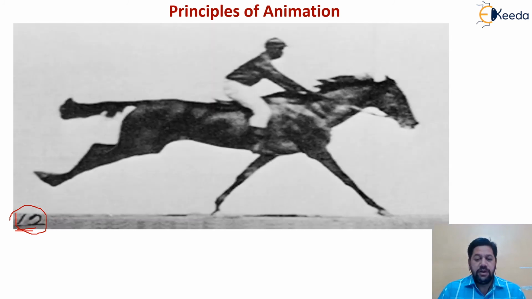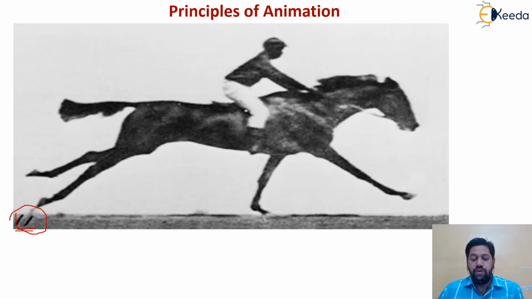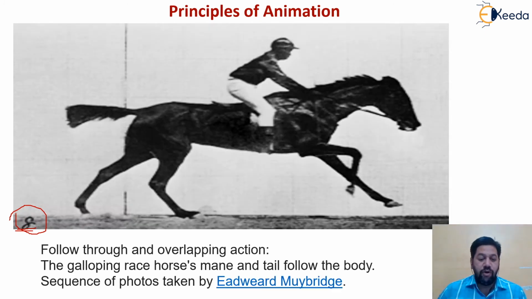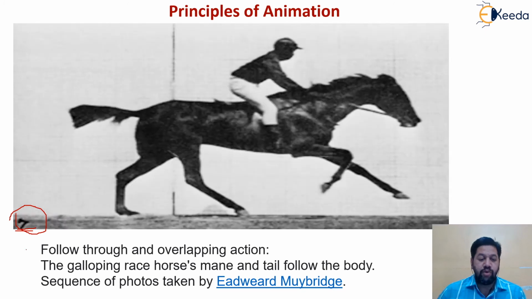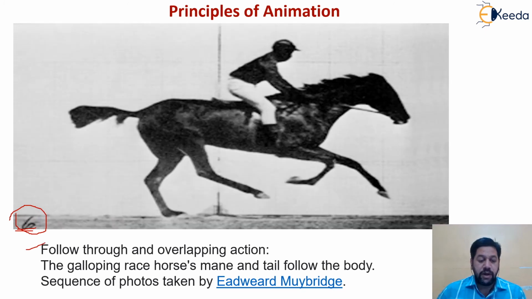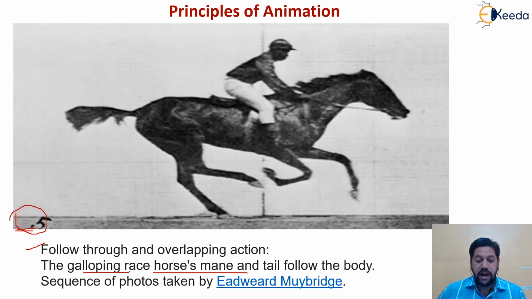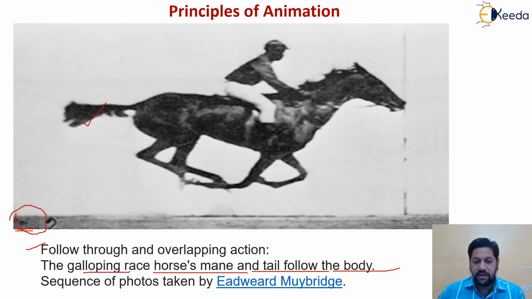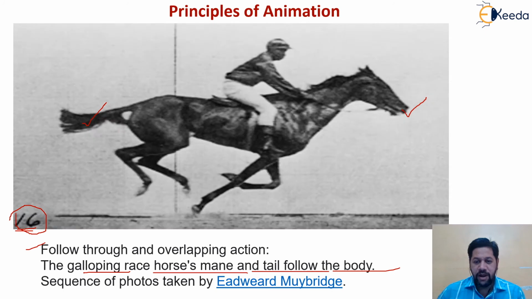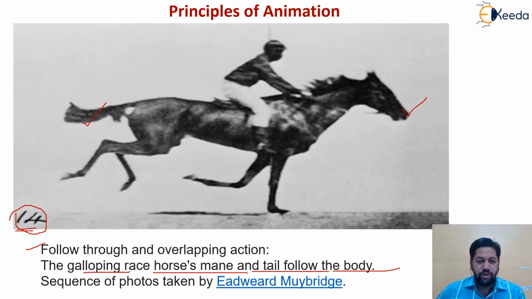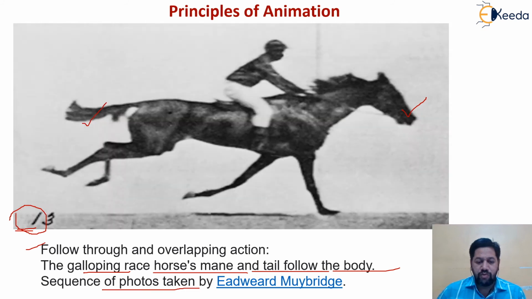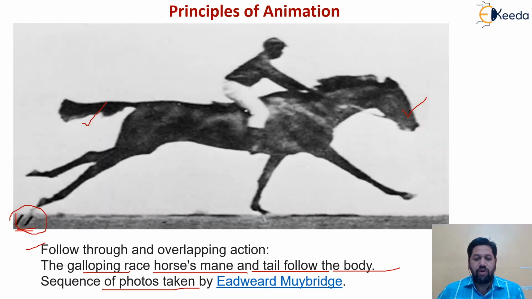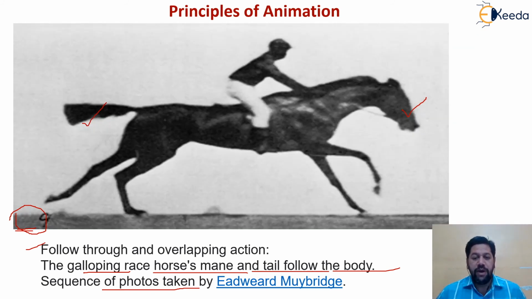I think this particular animation clearly shows you the importance of the follow through and overlapping action. This is the example of follow through and overlapping action: galloping race horses, where the mane and tail follow the body. You can find the tail as well as the head follow through. It also shows the legs follow through. A sequence of photos is taken and animated, and that will give you a clear understanding of follow through and overlapping action.